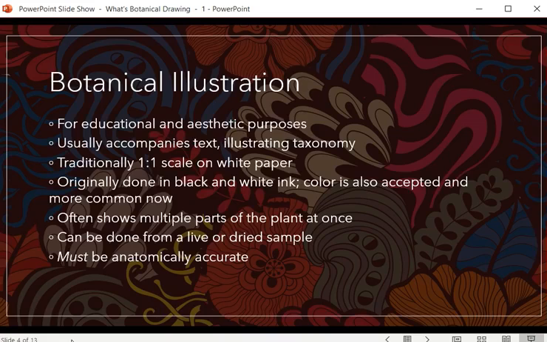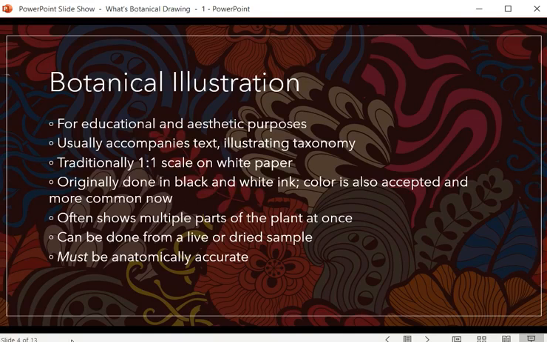Traditionally, it's a 1:1 scale on white paper, meaning that the actual image is the exact same size as the paper. Now, this isn't always possible, see trees, but for the most part, it's 1:1. Originally, it was just done in black and white ink, but nowadays color is also accepted and a bit more common. It's ink and watercolors mainly.